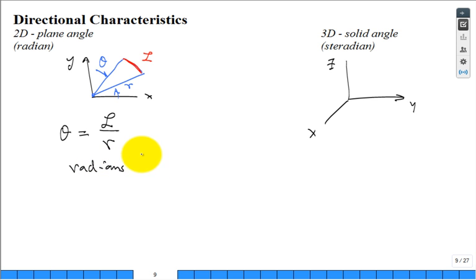Somebody says, what are the dimensions of radians? Dimensionless, it's length over length. But we like to say it's this many radians for the angle. And this is a planar angle, a 2D angle.